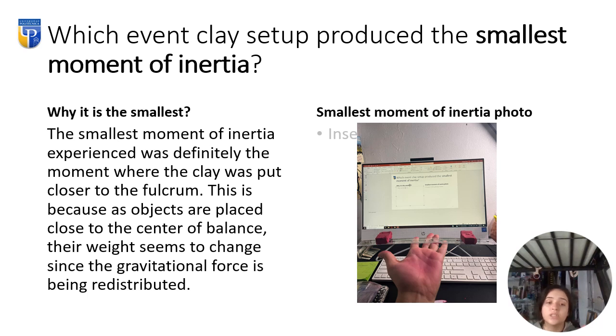Now, when asked which event clay setup produced the smallest moment of inertia, I said the smallest moment of inertia experienced was definitely the moment where the clay was put closer to the fulcrum, which in this case is my hand. This is because as objects are placed closer to the center of balance, their weight seems to change since the gravitational force is being redistributed. That's why it was easier to rotate.